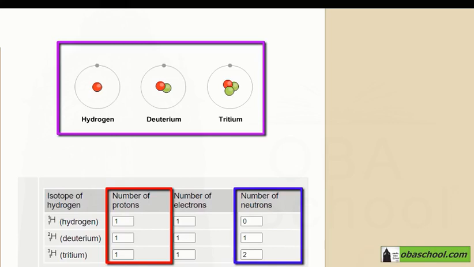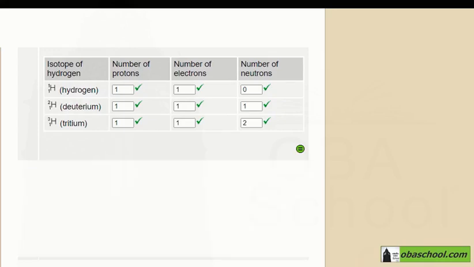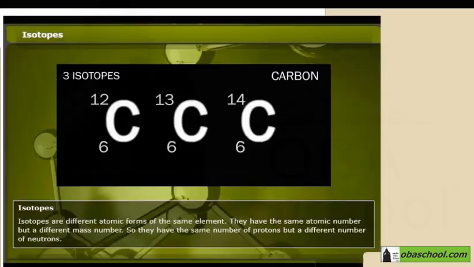Let's find out which statement is true about the isotopes of hydrogen. They have the same number of protons, neutrons, and electrons; they have the same number of protons and neutrons but a different number of electrons; or they have the same number of protons and electrons but a different number of neutrons. If we examine the figure in the table, we will see that they have the same number of protons and electrons, but a different number of neutrons. So it's the third choice that's true.